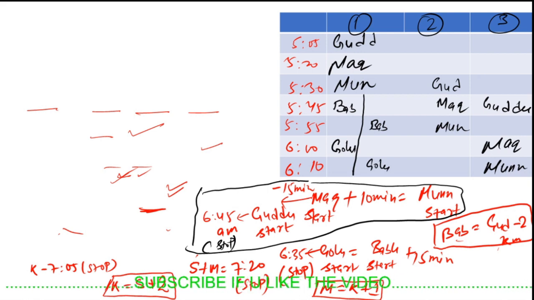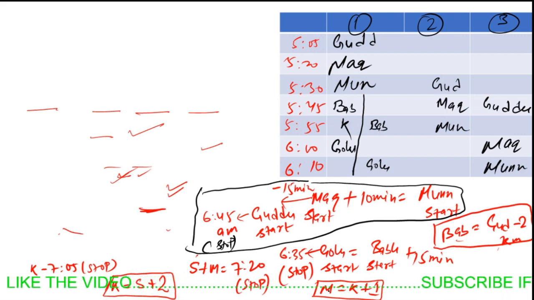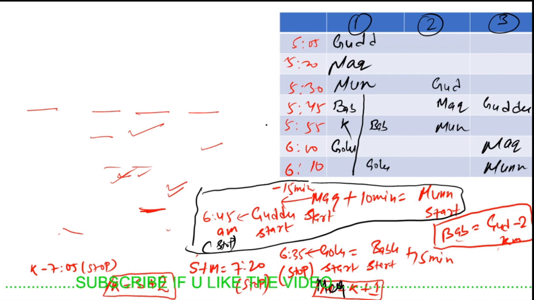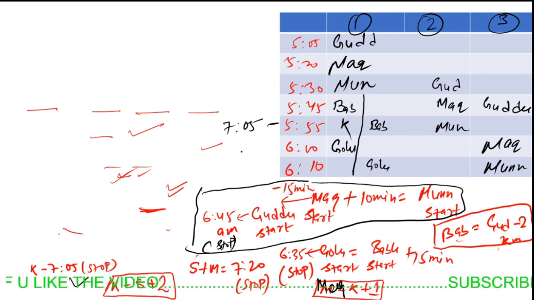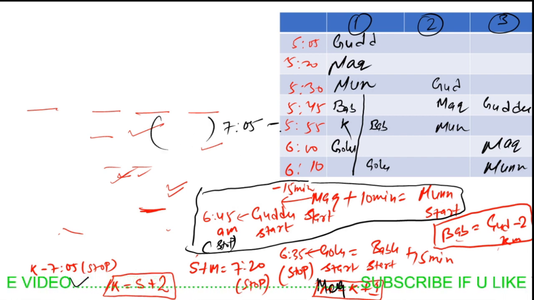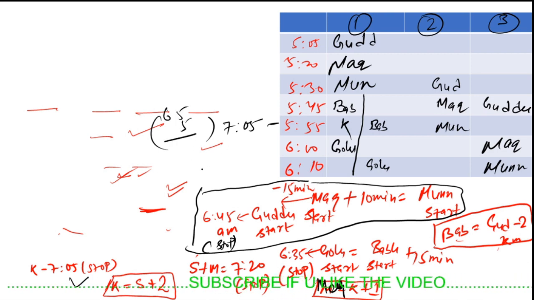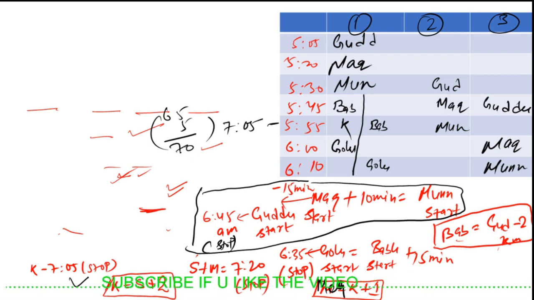Now we are left with Kaleen and Sweetie. Okay, if Kaleen starts at 5:55, we know that Kaleen is traveling 2 kilometers more than Sweetie. We know that Munna is Maqbool, here it is not Munna, it's Maqbool. Maqbool is traveling 1 kilometer more than Kaleen. So if we put Kaleen at 5:55, we know that the stopping time of Kaleen is 7:05. Then what's the duration here? From 5:55, 65 minutes you will get at 7 o'clock, and then 5 minutes more you will get 7:05, means 70 minutes.